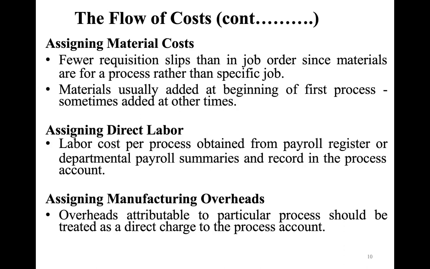Then assign direct labor. Labor cost per process is obtained from the payroll register or departmental payroll summaries and recorded in the process account. So payroll summaries will provide the information needed to calculate direct labor, so that will be included.